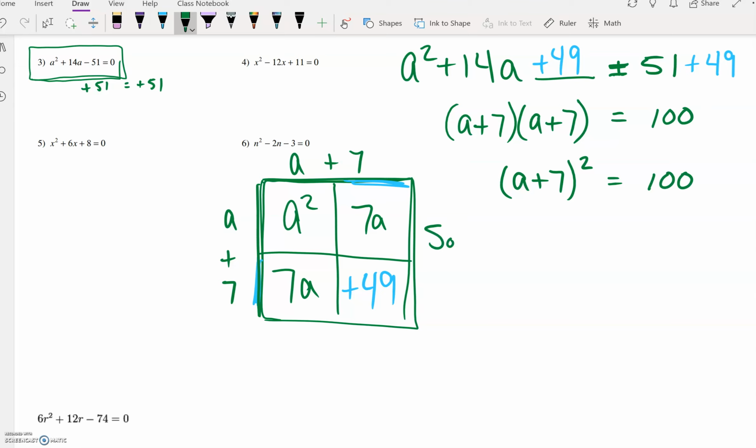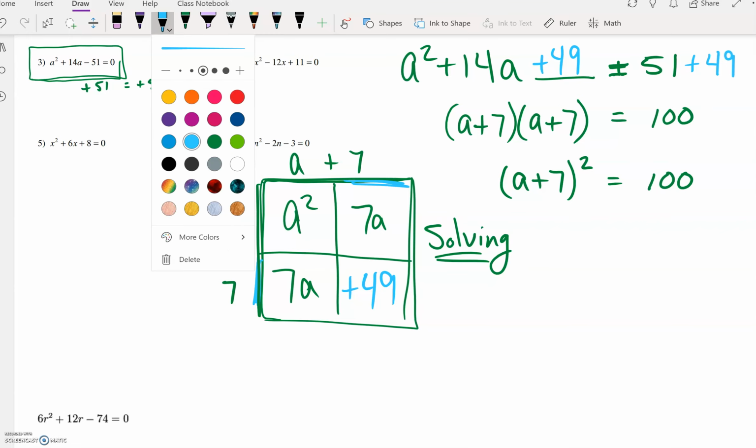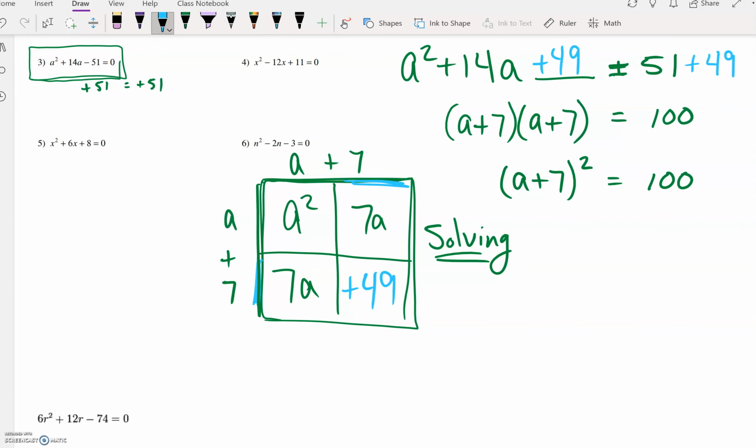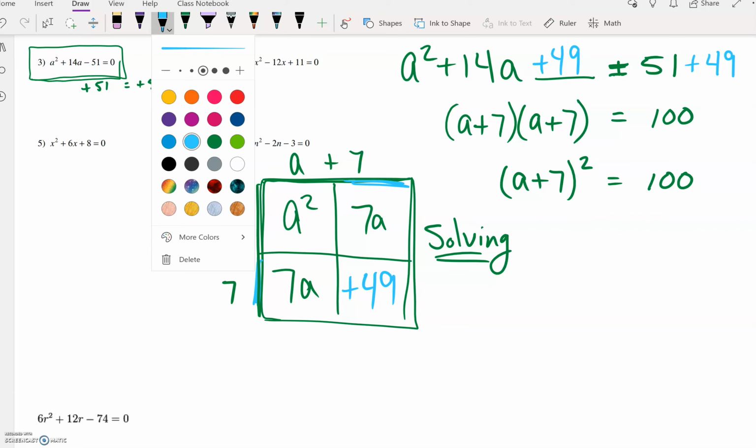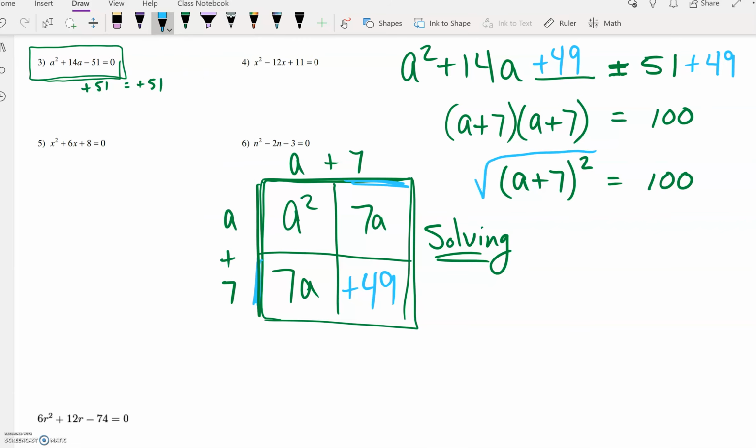So here comes the next step. Solving after you have completed the square. So let's do that. We worked with this a little bit already, so we're going to take the square root of both sides. We're just going to keep this blue color going here, if I can get it working. We're going to take the square root, and when we do that, don't forget that the square and the square root cancel, so we're left with a plus 7 is equal to plus and minus 10. Don't forget your plus and minus, and it's 10 because the square root of 100 is 10.